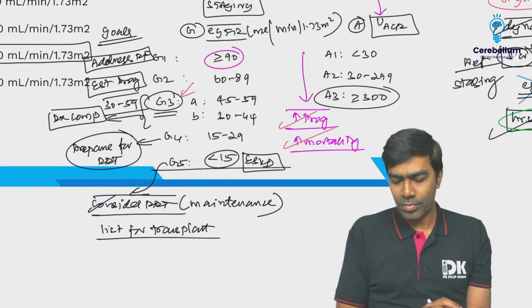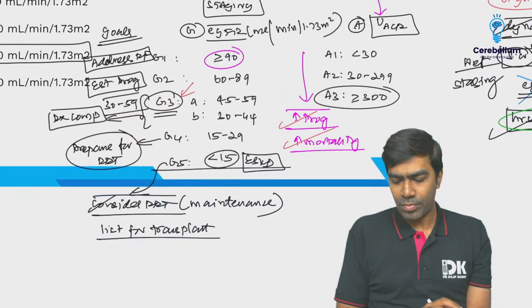What is the answer for this question? Acute interstitial nephritis, contrast-induced nephropathy, atheroembolic disease, and PIGN, that is post-infectious glomerulonephritis. What is the likely diagnosis here? So let me tell you, the right answer is atheroembolic disease. That's the right answer for this question.